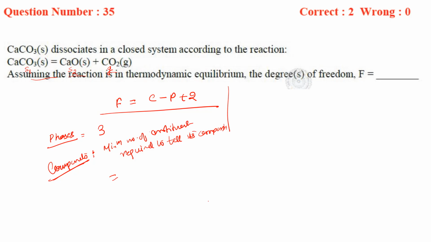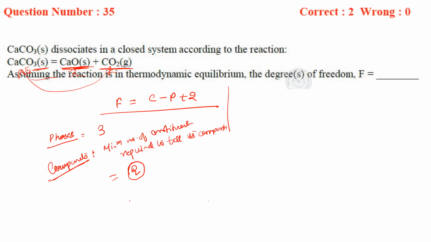If we tell the concentration of CaO and CO2, then we can say the concentration of CaCO3, right? Or if you have the concentration of CaCO3 and CO2, then we can say about the CaO, right? So this will be nothing but the minimum number of constituents, it will be 2. Okay. Now there is one more trick to find the number of components in this type of reaction basically.